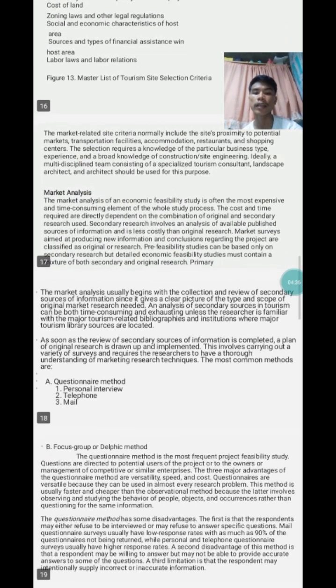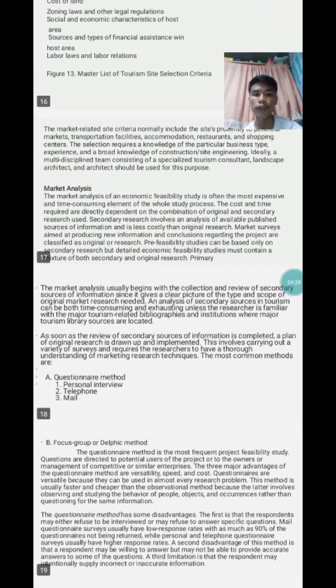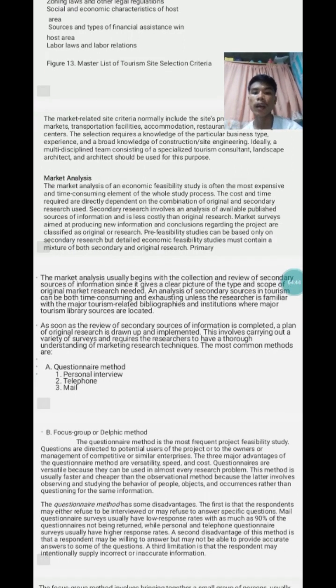Market analysis. The market analysis of an economic feasibility study is often the most expensive and time-consuming element of the whole study process. The cost and time required are directly dependent on the combination of original and secondary research. Secondary research involves analysis of available published sources of information and is less costly than original research. Market surveys that aim at producing new information and conclusions regarding the project are classified as original research.